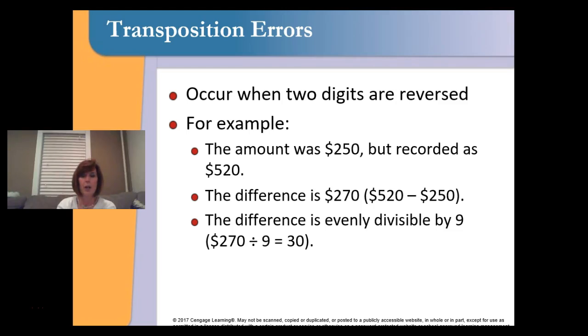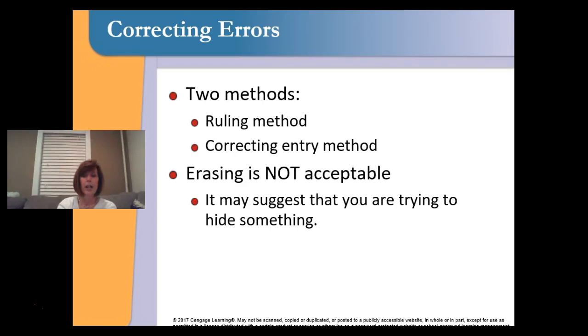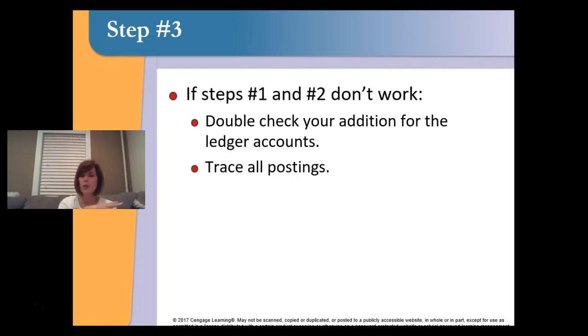And transposition errors, we talked about that, entering something as $250 but recording it as 520. You're going to be able to identify that because it's divisible by 9. So again, if steps 1, 2, and 2 divided into A, B, and C don't work, then you really have to go back to the source documents and retrace all of your postings since the last time you were in balance.